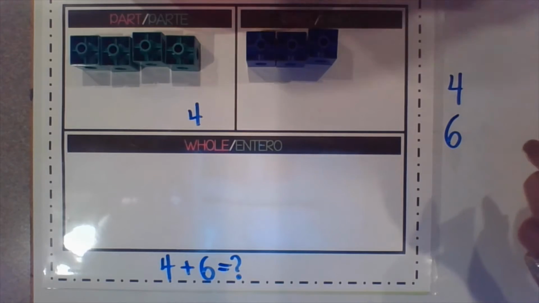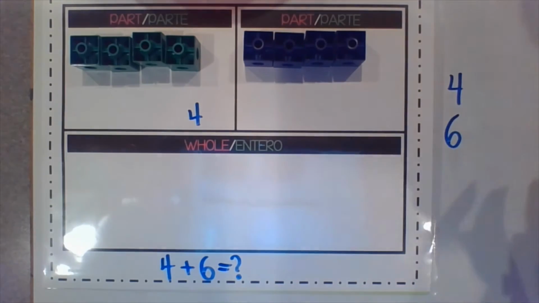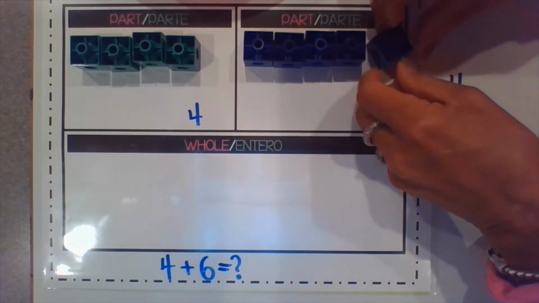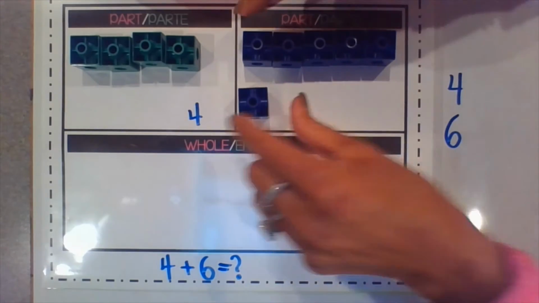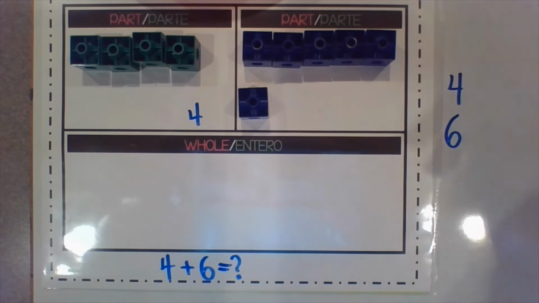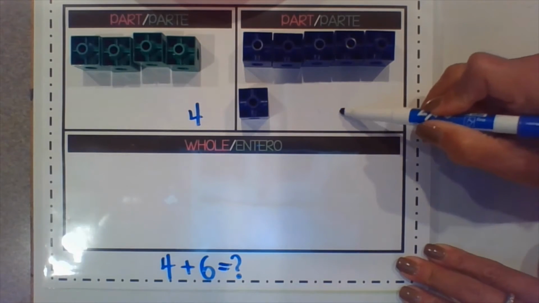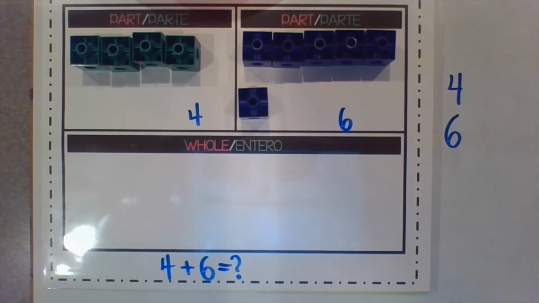Notice that I'm grouping them: 1, 2, 3, 4, 5, and one more is 6. This is called the 5-group way. It makes counting more efficient for our students. So this part was Myra. I'm going to label her snowballs with the number 6.